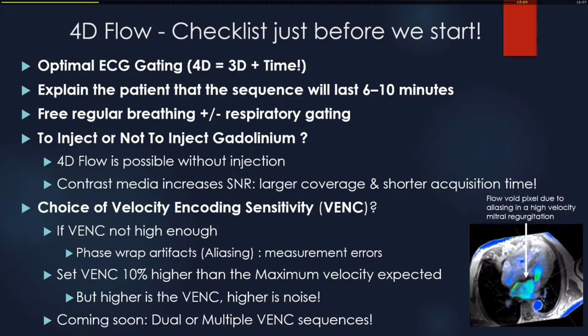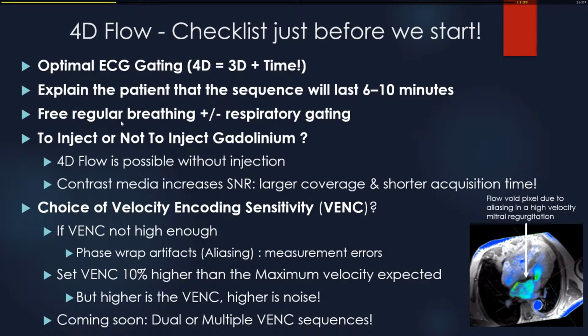Just a little checklist before we start really doing all that. Of course, we need optimal ECG gating. We have to remember that 4D is 3D plus time, so even when we are scanning a finger or a toe, we need this ECG gating. We have to explain to the patient that the sequence will last 6 to 10 minutes, so the patient won't panic or be impatient, which can cause problems with the sequence. So we explain everything to the patient, to be patient also.